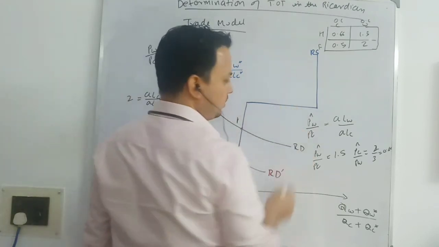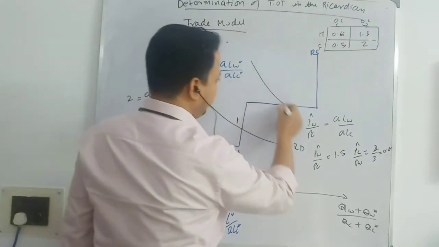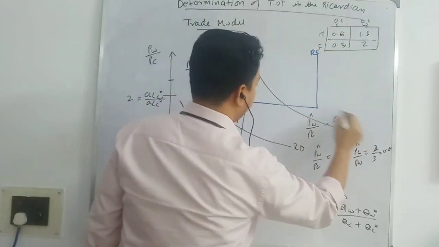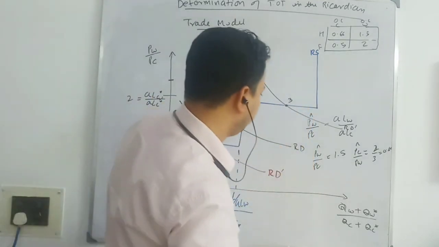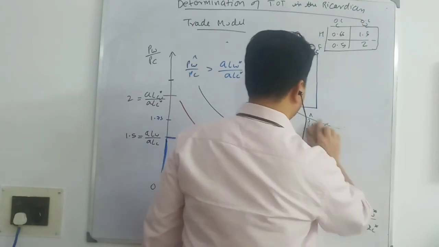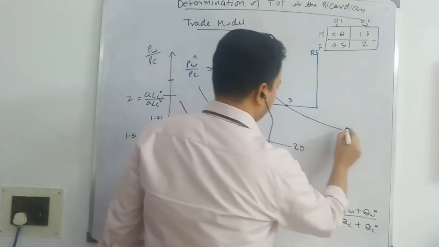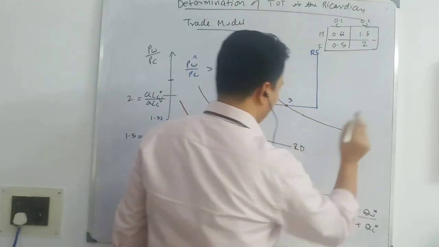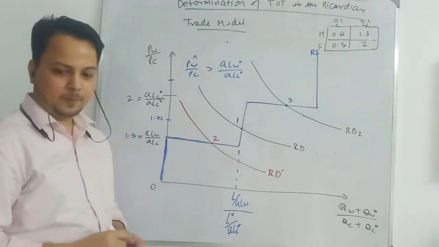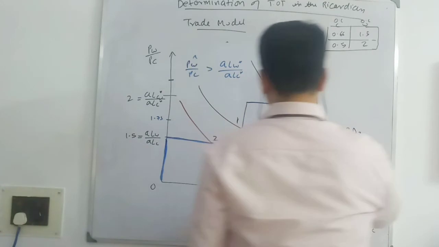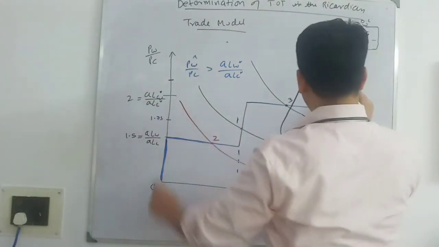Now look at this point. Suppose relative demand is such that it intersects here, say at 0.3. Let me rub this part out. So RD, say RD2, this is RD prime, RD, RD2. So here what will happen? Here your terms of trade, PW by PC hat, is 2.